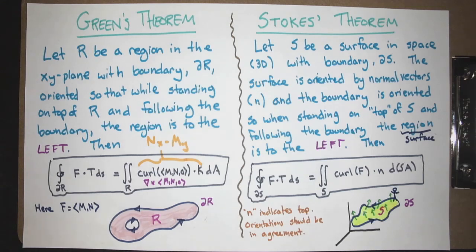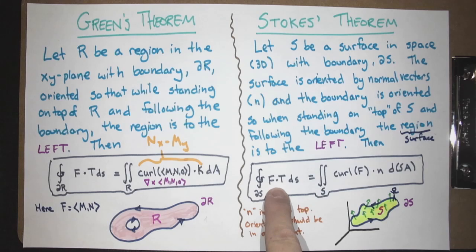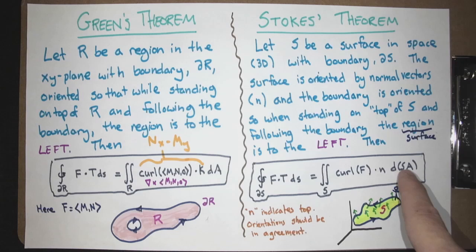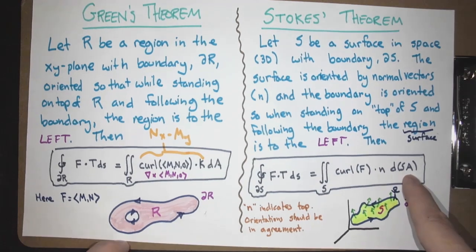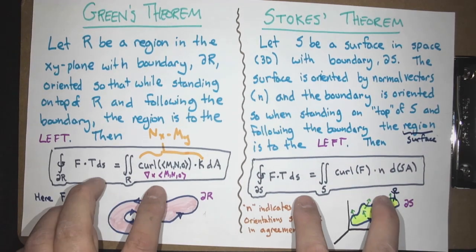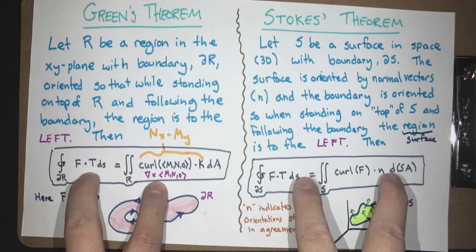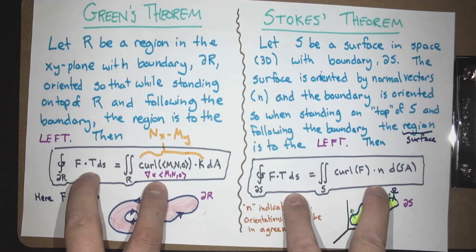What's the conclusion? The integral on the boundary of the surface, F dot T, is the same as the integral over the surface, curl of F dot N dS. Now, if you look, you'll say, whoa, these things look really, really similar. Because Green's theorem is a special case of Stokes' theorem.